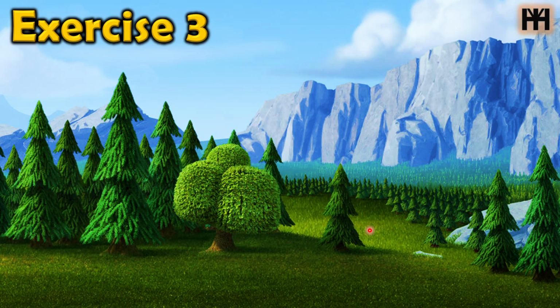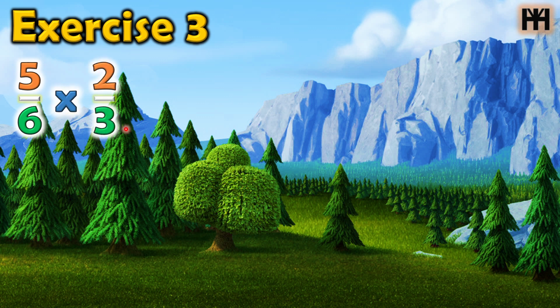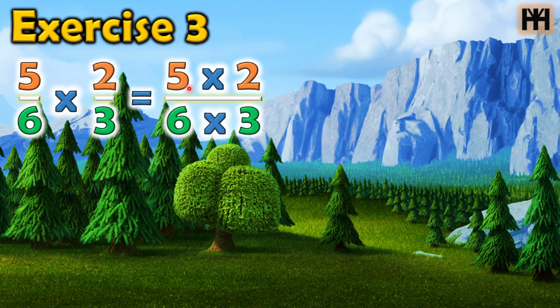That's great. Okay, exercise 3. We have 5 over 6 multiplied by 2 over 3. So we multiply the numerators, 5 times 2, and the denominators, 6 times 3. So it's 10 over 18.